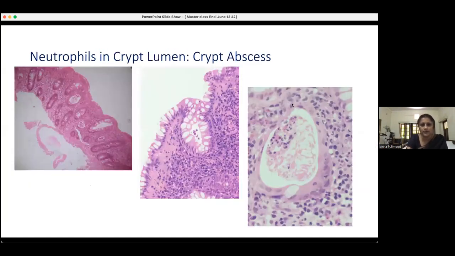When neutrophils enter the crypt lumen, it's called a crypt abscess. When there are a lot of neutrophils, the crypt epithelium closes off at the top. So it's like an abscess inside, because the neutrophils collect, become necrotic, undergo apoptosis or necrosis, and then the mucin secreted by these epithelial cells also collects, and you get this crypt abscess. The epithelium around it becomes flattened because the material inside the crypt cannot drain into the lumen. This is called a crypt abscess, and it indicates more severe injury.